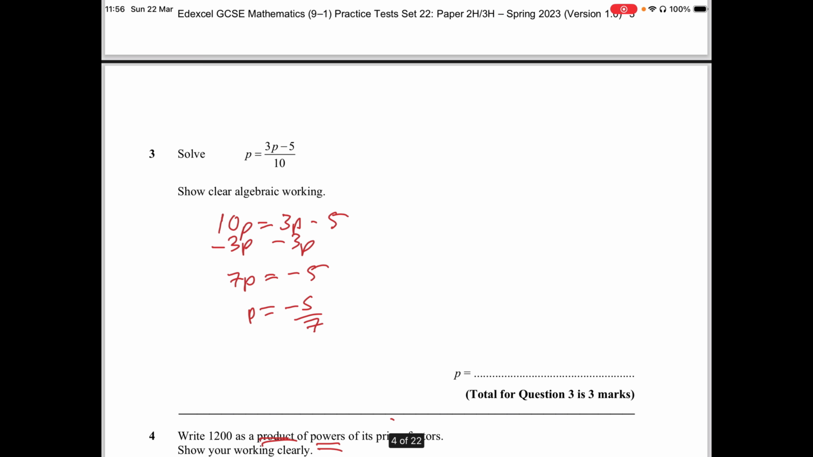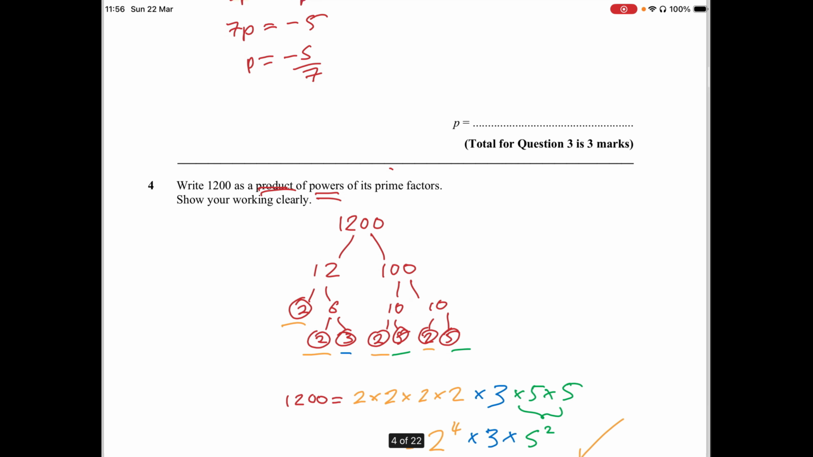And number 3, solve. Multiply your fraction across. So multiply the 10 over to the left, giving you 10p equals 3p minus 5. Take away 3p from both sides. Divide by 7. Minus 5 over 7 is your answer.